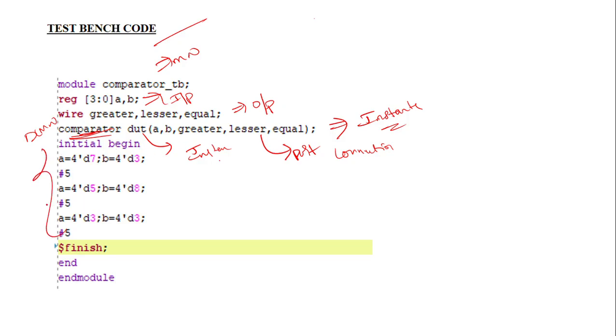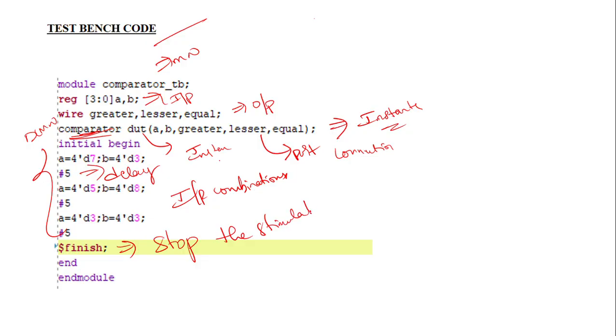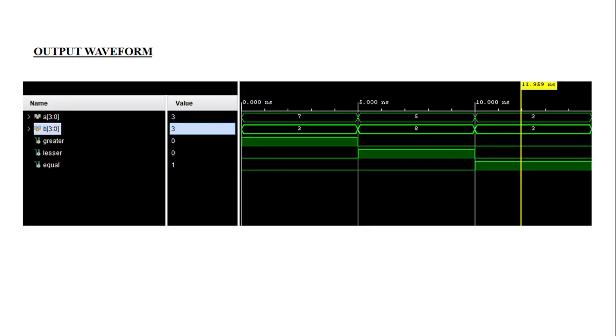After that, the initial block is used to give different combinations of inputs. For each combination we give some delay using #5, which means a 5 nanosecond delay for every combination. The delay keyword is used to hold the simulation for a particular time period. If you want to stop the simulation, you use $finish, followed by end and then endmodule. After that we run it to get the output waveform.